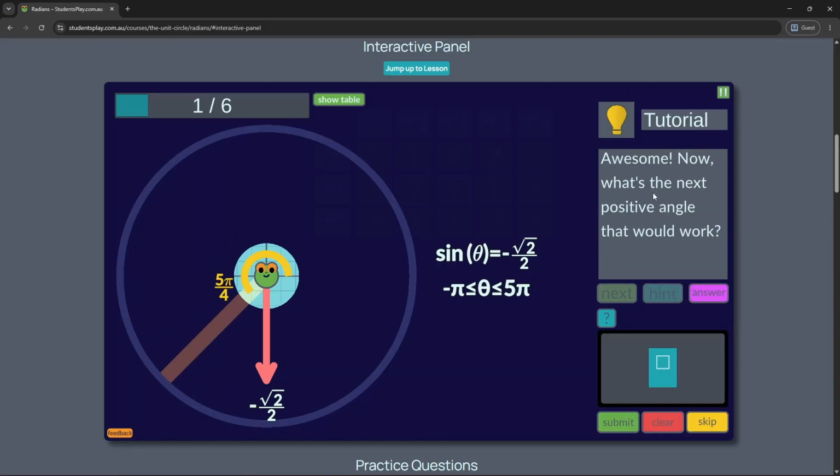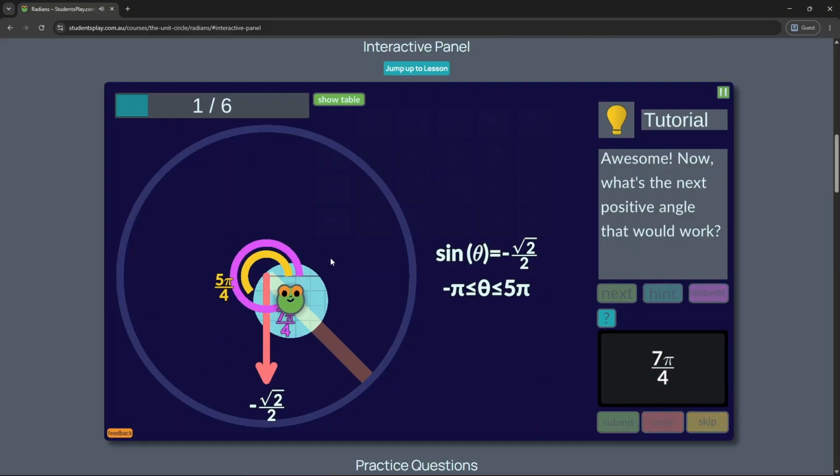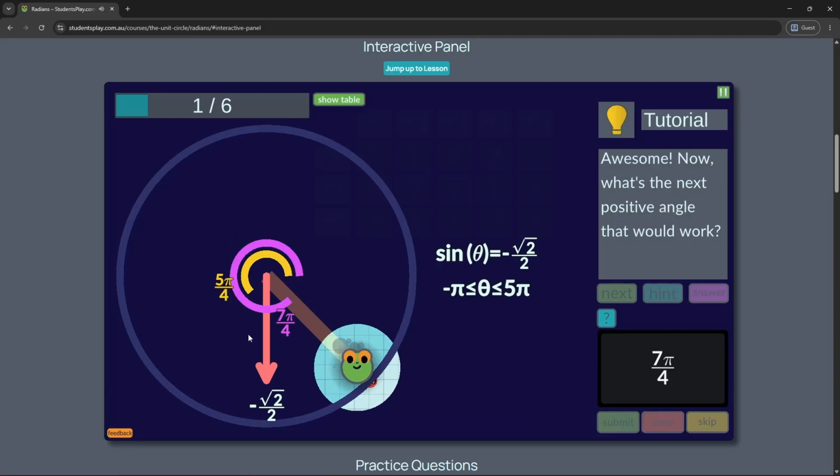Awesome. Now, what's the next positive angle that would work? Right, so if it's down there, we could also go over here. So, two things. We could think about going all the way to 2 pi. And 2 pi in pi on 4s would be 8 pi on 4. So you need 8 of them to get all the way around. So if we went around 8 of them and then came back, that would be 7. So 7 pi on 4 should work. Also, if we're counting, we can go 1, 2, 3, 4, 5, 6, and then 7 to get there.